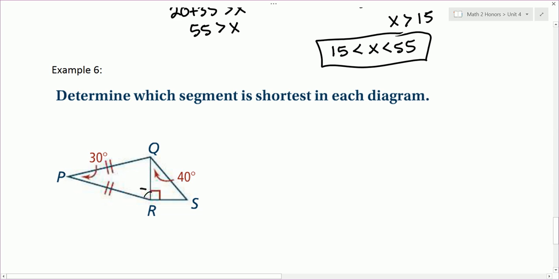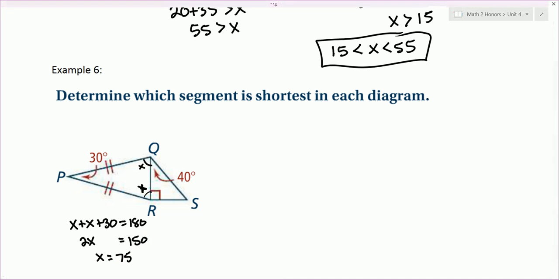So we know these two angles are the same. We'll call them x right now, because this is an isosceles triangle, and the isosceles triangle theorem tells us that the base angles of an isosceles triangle are equal. So x plus x plus 30 is 180. So 2x is equal to 150. So x is 75. So I'm going to erase those x's and put 75 in.